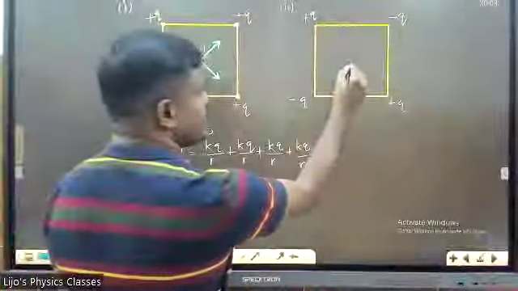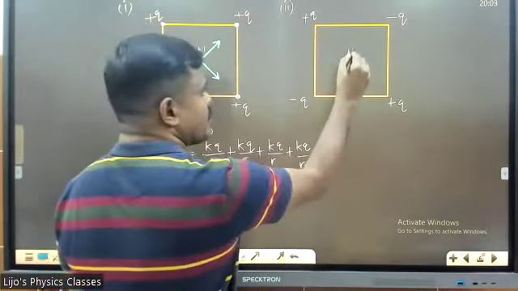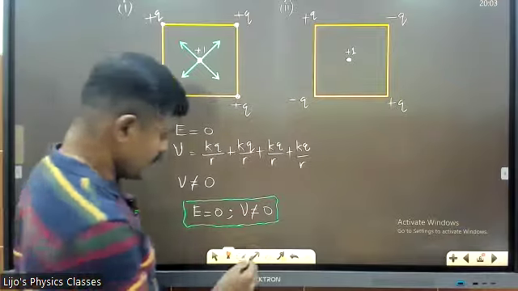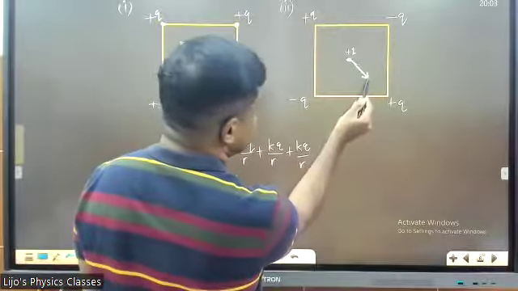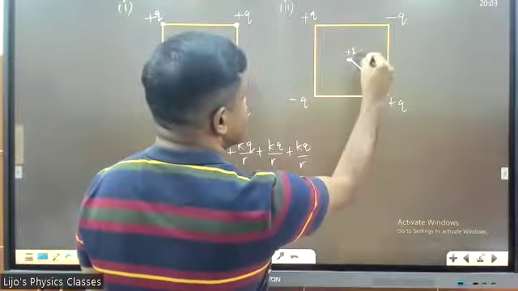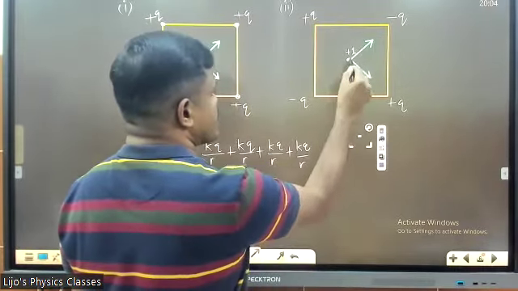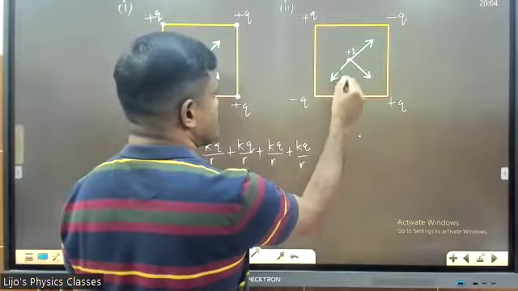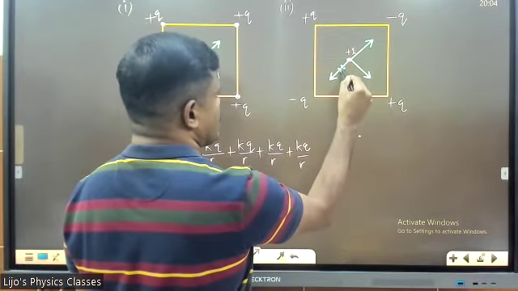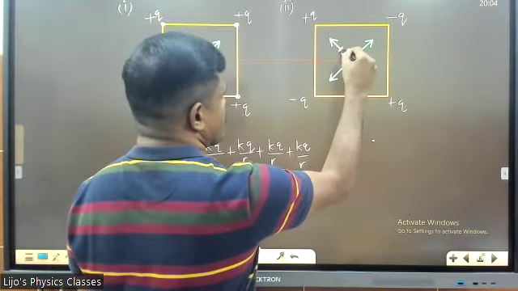Second case, right in the middle, you are going to put a +1 coulomb and see what's happening. Tell me, see what's happening. Tell me, Halima. This plus is repelling plus in this direction. This minus is attracting plus in this direction. This minus is attracting plus in this direction. And the last one, this plus is repelling plus in this direction.